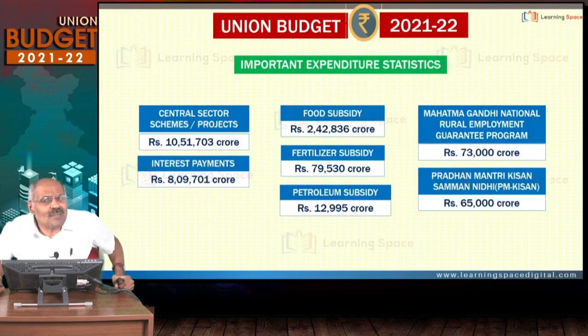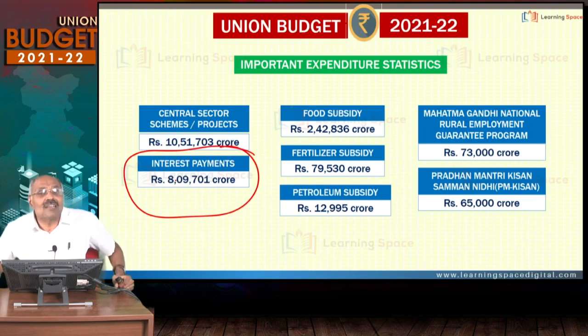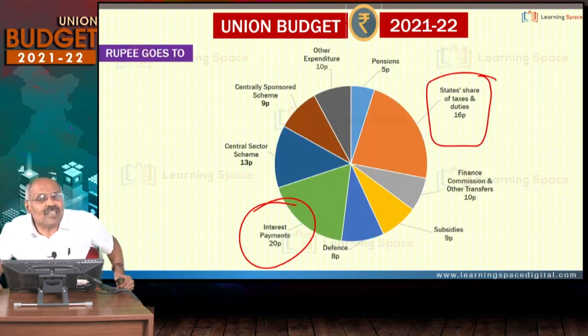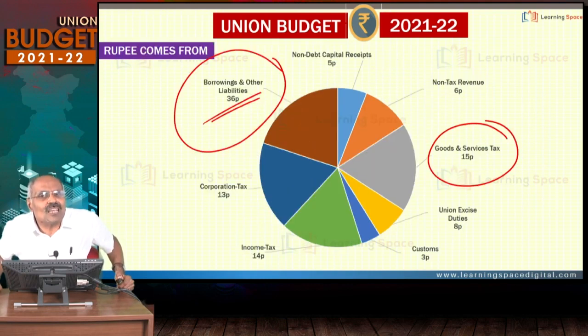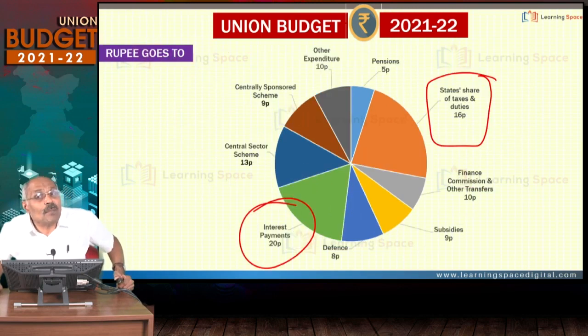And if you look at important expenditure statistics, one important aspect is interest payments, which is around 8 lakh crores of rupees. That's why 20 paise is going for interest payments. This is the largest component, please don't forget. If you look at how the rupee is coming from, 36% is coming from borrowings and other liabilities, and 20 paise is going towards interest payments. This is the important point to note, right?